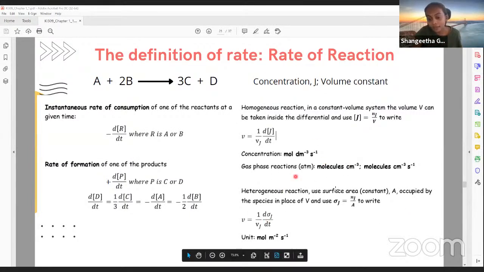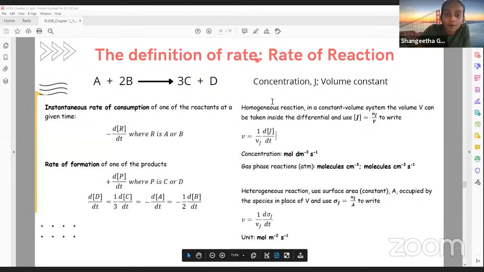You can also have it for heterogeneous reaction. This is more to explain to you what is actually happening. When you use a heterogeneous reaction, you actually have a solid. All this is in a liquid or a gas system, while this one is for a solid system. Mostly we don't really deal with solid systems, but this is just for your information.